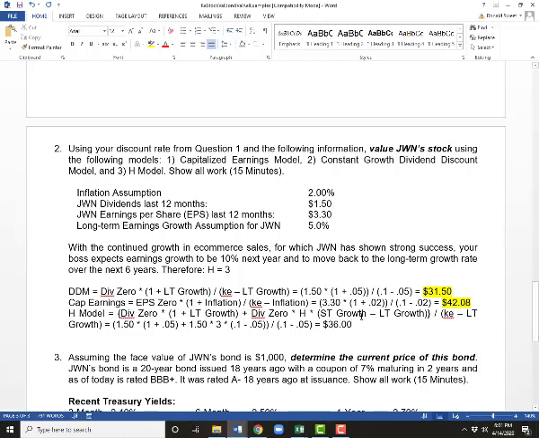If your short-term growth is greater than your long-term growth, then you better get a higher price for the H model than you did for the dividend discount model.